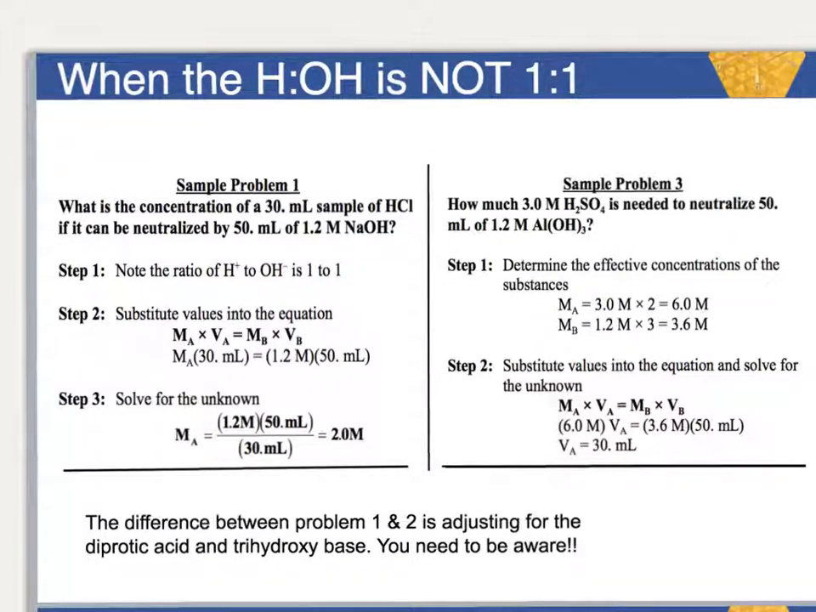This is often done using an indicator, such as phenolphthalein. So we'll add a couple of drops of phenolphthalein indicator to the acid. It's clear in an acidic solution. And then we add base very slowly, drop by drop, until the solution turns a very light, dusty pink.